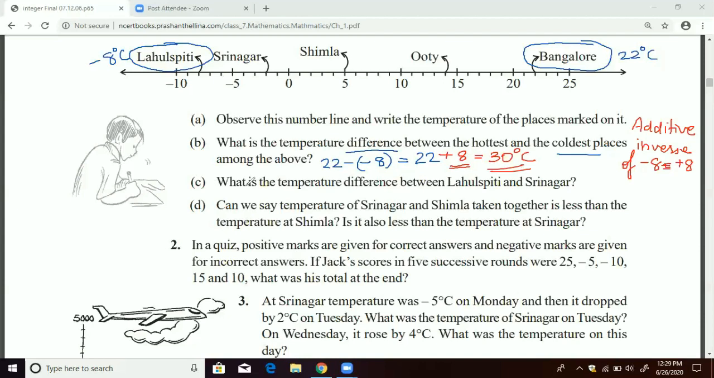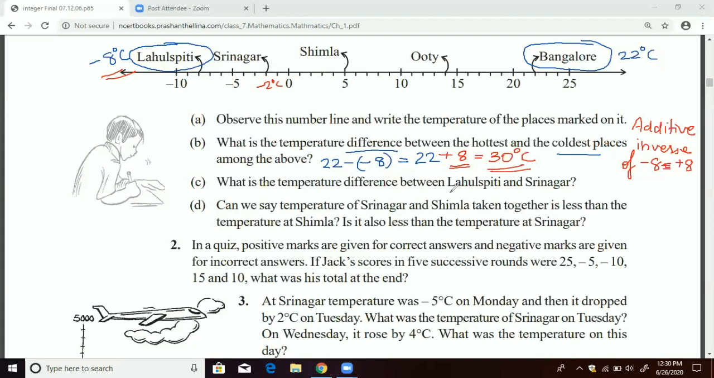Next, question C. What is the temperature difference between Lahul Spiti and Srinagar? We want to find the difference. You know the temperature in Lahul Spiti is -8 degrees Celsius, and the temperature in Srinagar, you can see, is -2 degrees Celsius. For finding the difference, we have to subtract the small number from the large number. -8 is the small number and the large number is -2.